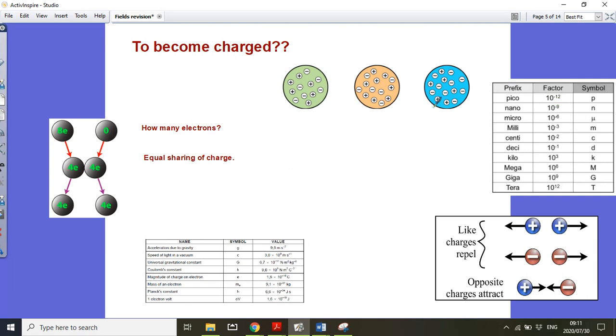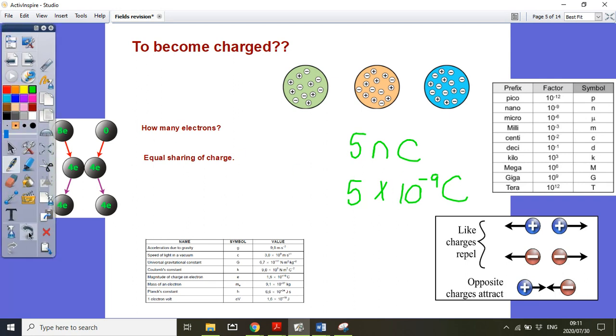by 10 to this. So if you have 5 nano coulombs, you can say 5, and instead of nano, you're just going to write times 10 to the minus 9. So 5 times 10 to the minus 9 Coulomb. Do this conversion first because it does count marks. So any conversion that you do is worth a mark.